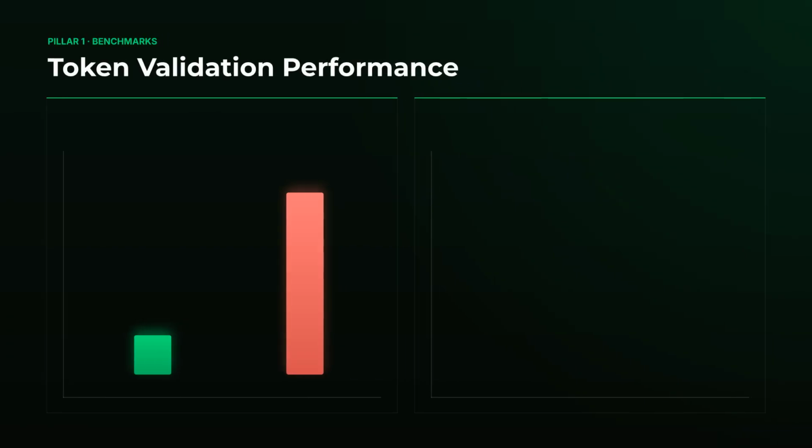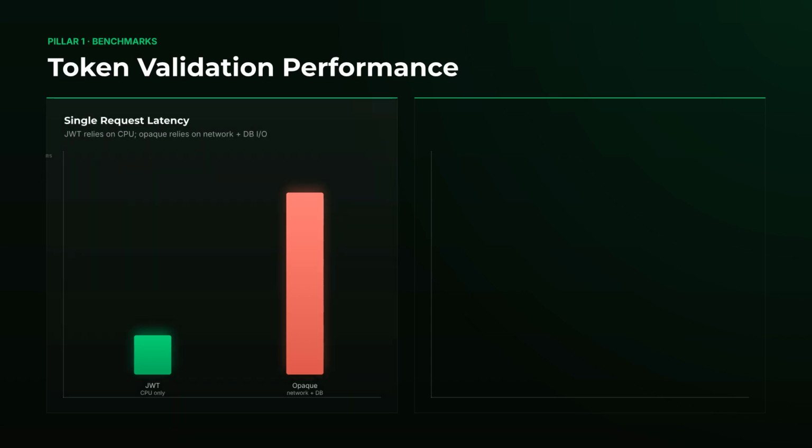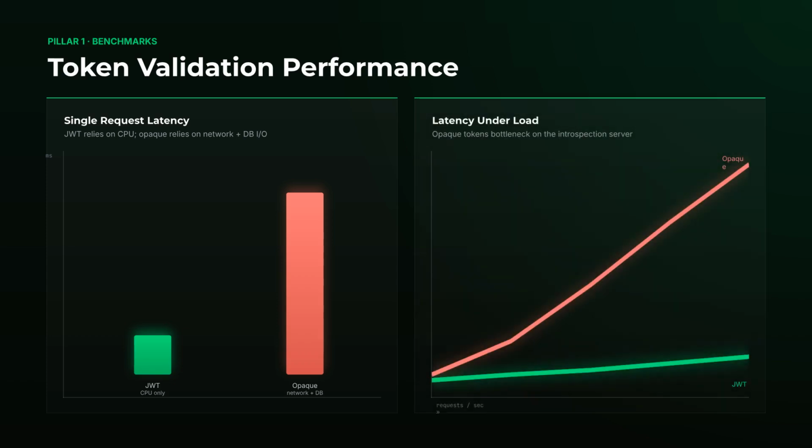Comparing the latency and scaling of JSON Web Tokens, stateless, versus opaque tokens, stateful. JWTs rely on CPU for signature validation. Opaque tokens rely on network and database I/O, so their latency rises as requests per second increase.